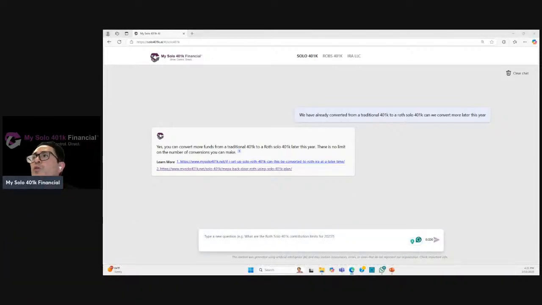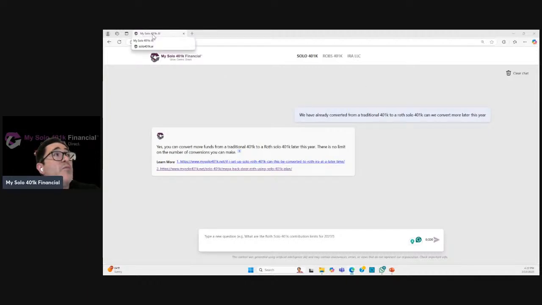So we put your good question into the AI. We've already converted from a traditional 401k to a Roth solo 401k. Can we convert more later this year? It says, yes, you can convert more funds from a traditional 401k to a Roth solo 401k later this year. There's no limit on the number of conversions you can make. So that's a good answer.